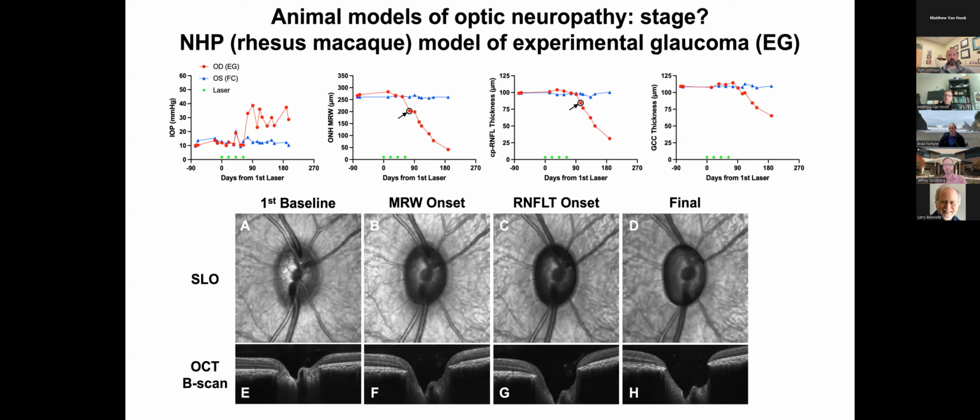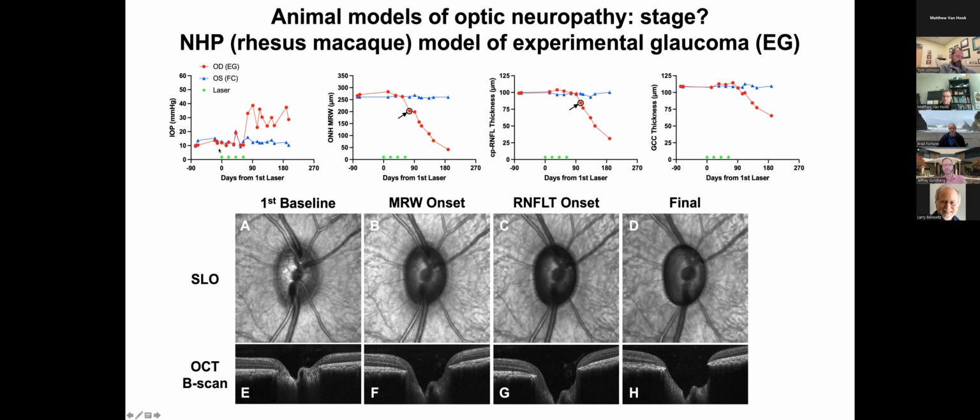So what I mean by stage of damage is, I'll just show a few slides here. This all circles back also to what the human eye might look like in terms of the severe glaucoma stage. So I'm just showing you the way the non-human primate model of experimental glaucoma goes. We use laser photocoagulation of the trabecular meshwork to create an outflow facility reduction and intraocular pressure elevation.